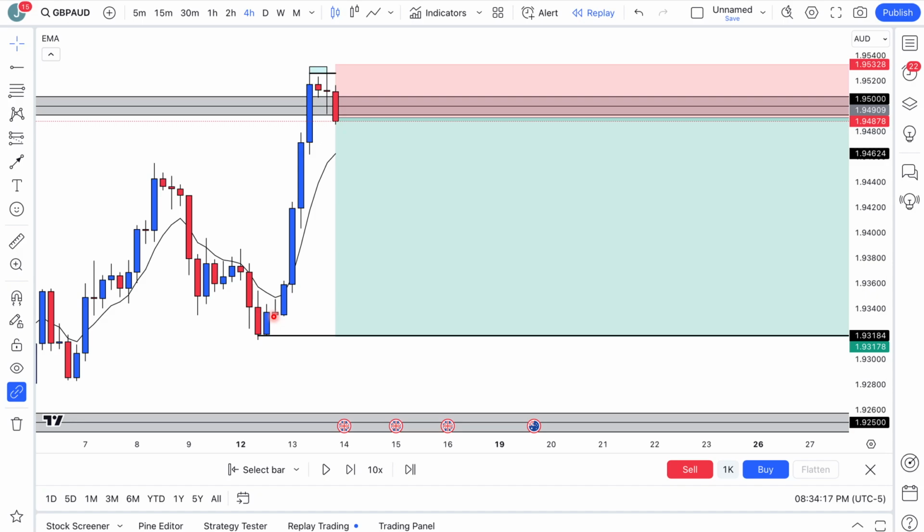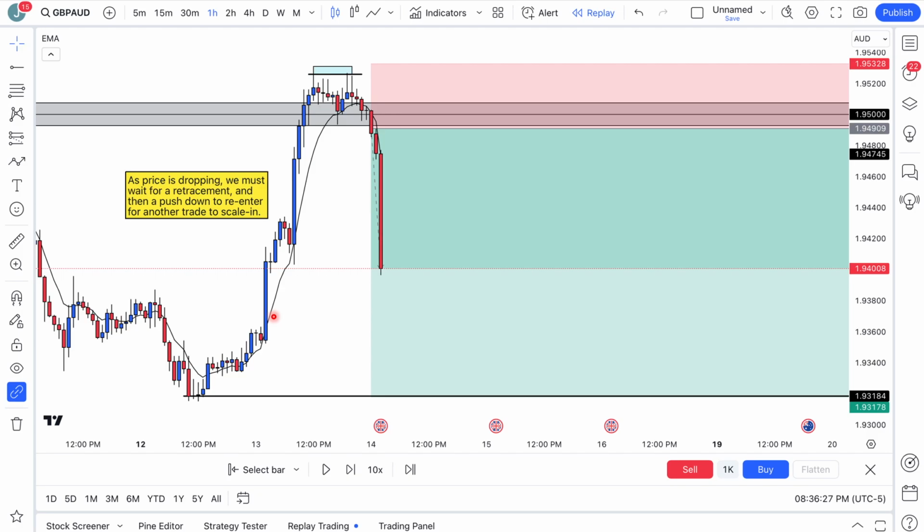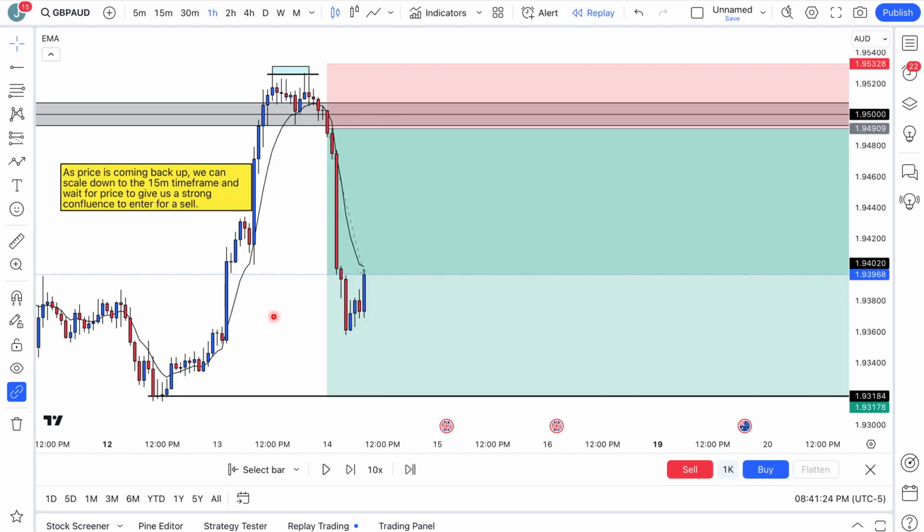But we don't really want to go key area to key area because sometimes price will get to where price stopped at in the past and then push up or push down. So as price is dropping, we must wait for a retracement and then a push down to re-enter for another trade to scale in to the trade. As price is coming back up, we can scale down to the 15-minute time frame and wait for price to give us a strong confluence to enter for a sell.